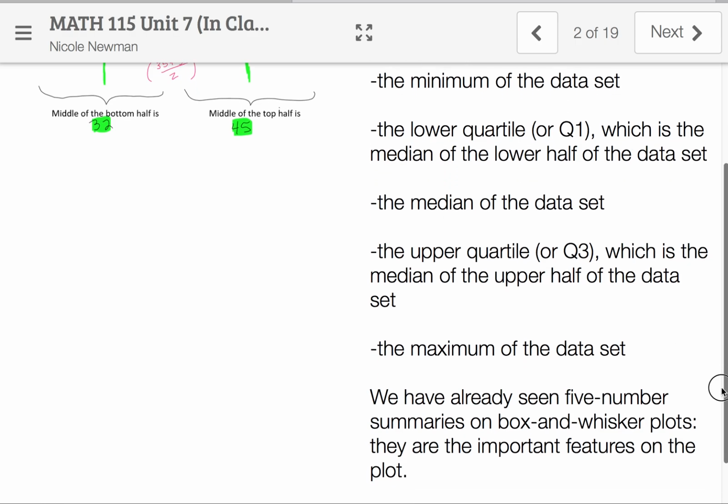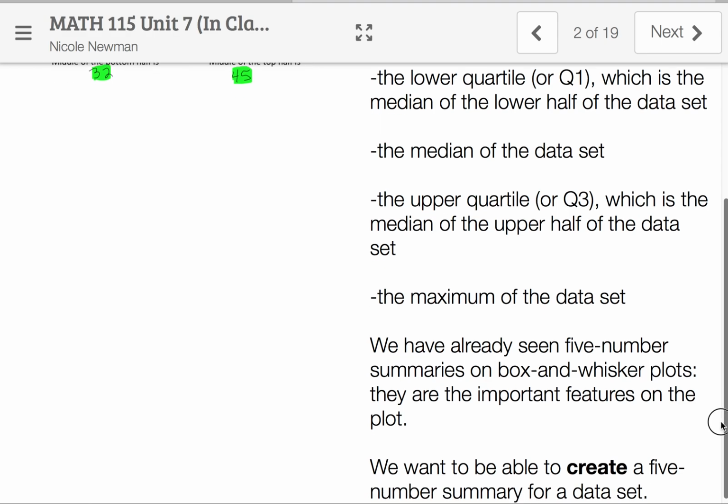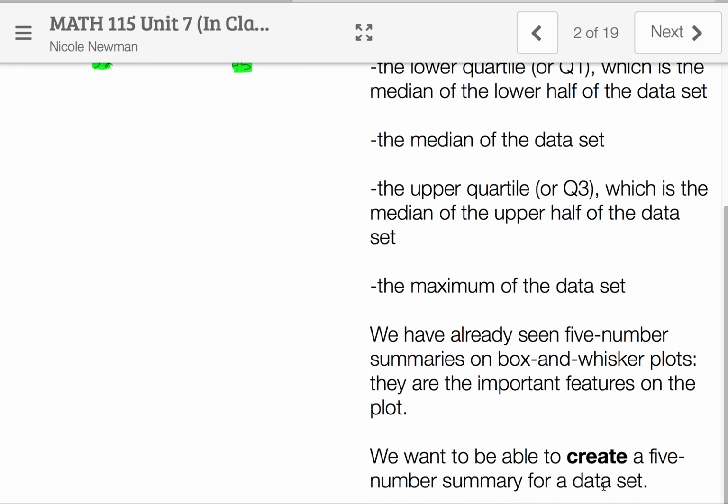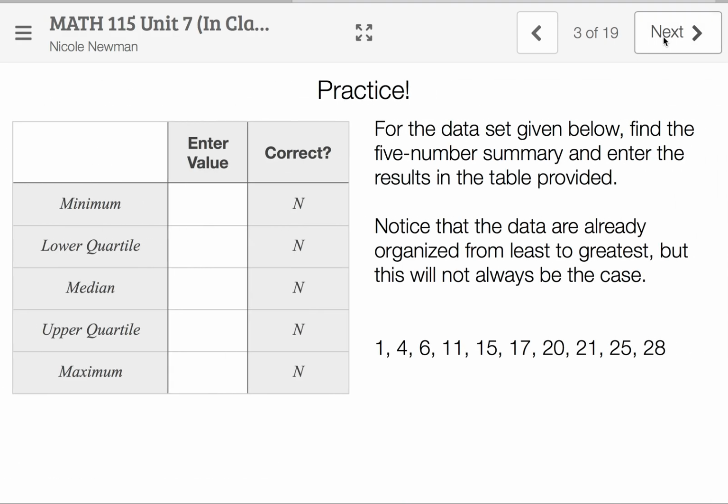We've already seen 5-number summaries on box and whisker plots. They are those important features that are listed on there or that you can pull off from the number line, but you want to be able to create a 5-number summary from a data set. So in this image up here, they've listed the median, the minimum, the maximum, the lower quartile, and the upper quartile. And I think they've done that accurately there. But let's go give it a try with a different data set.